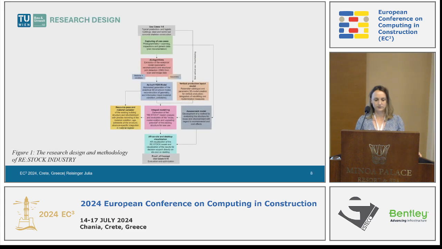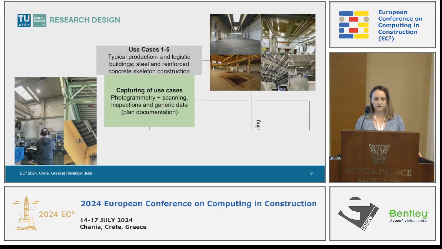This is the research design of Restock Industry. First of all, we have 10 real industrial use cases, typical production and logistic buildings, from steel and reinforced concrete skeleton structures. We go there, we fly with drones, and with photogrammetry and scanning inspections, we get the data from these buildings. We also do plan documentation of this existing building stock.